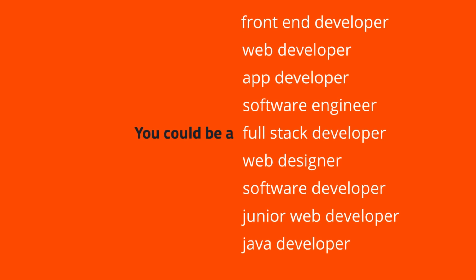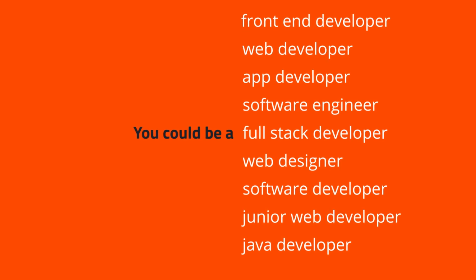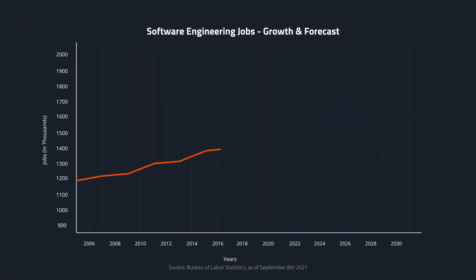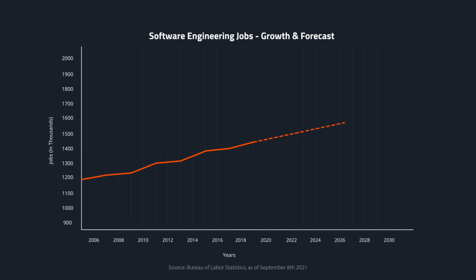These are just a few of the jobs our web development course prepares you for. Software and web developers earn a median $105,000 each year. And software developer roles are expected to grow 22% over the next decade. That's nearly three times the average job growth in the US.